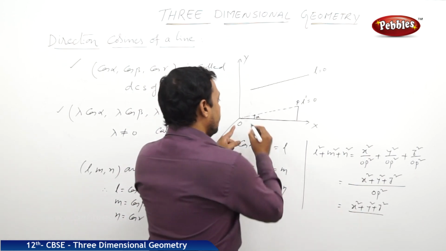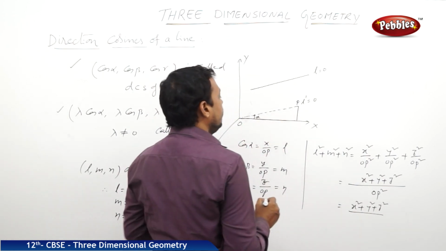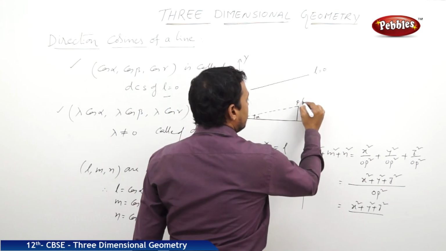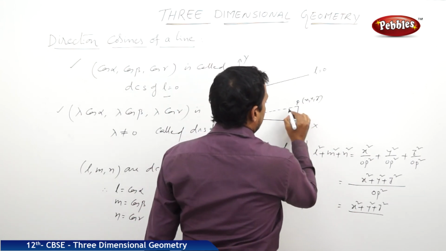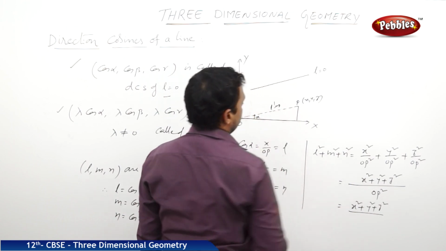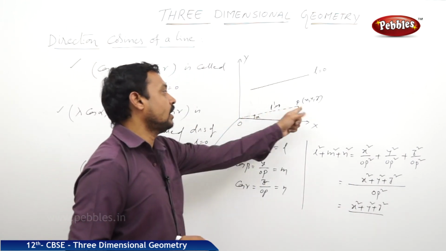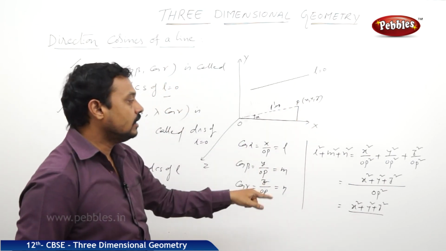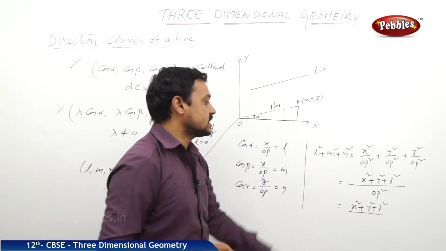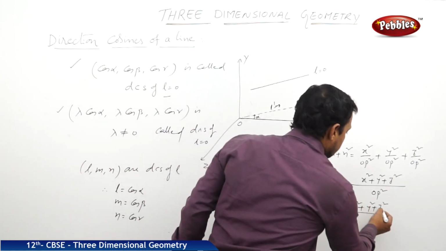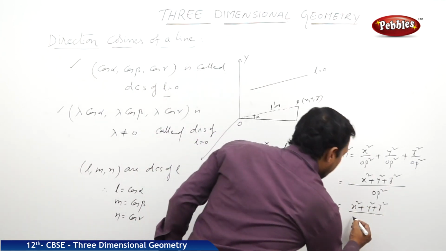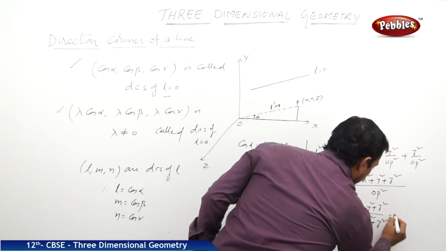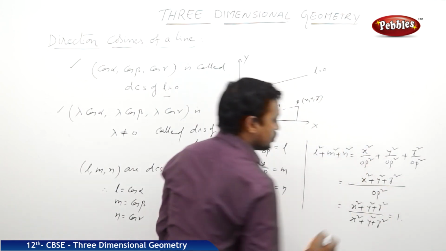This is x square plus y square plus z square by OP square. What is OP square? It is the distance of the point from the origin. Here the point P whose coordinates are x, y, z is on the line L dash. Then L square plus M square plus N square is equal to x square plus y square plus z square by x square plus y square plus z square. Here both get cancelled and it is equal to 1.